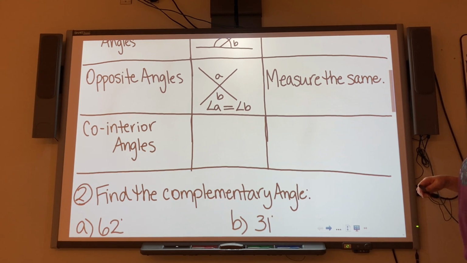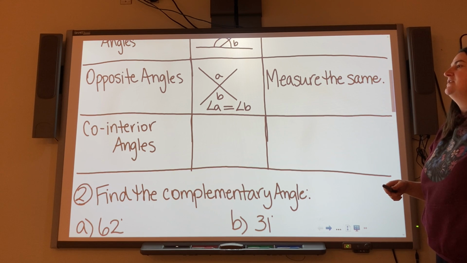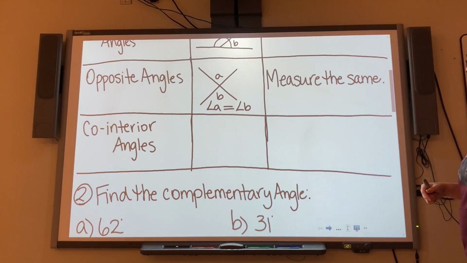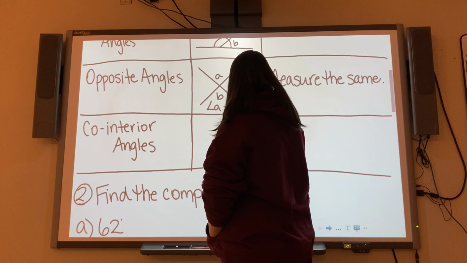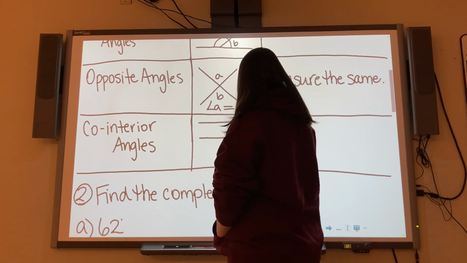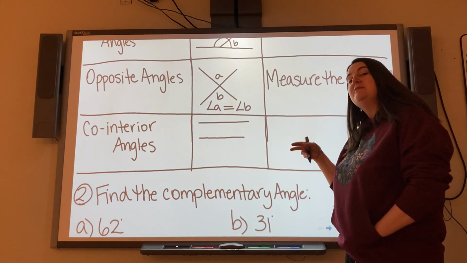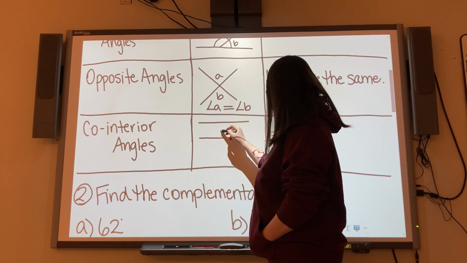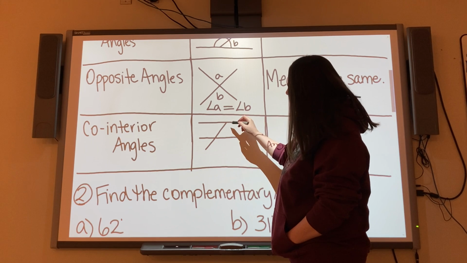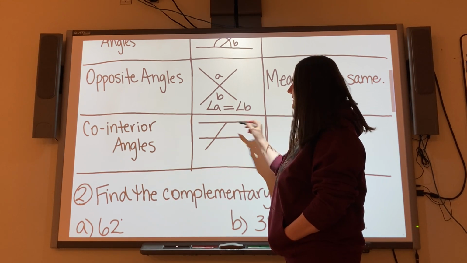And then we've got co-interior angles. Co-interior angles are the angles that are created with parallel lines. We already learned about parallel lines. Parallel lines are the ones that go forever and never touch each other. They always have the same space in between them. And a co-interior angle is the angle in between the parallel lines.